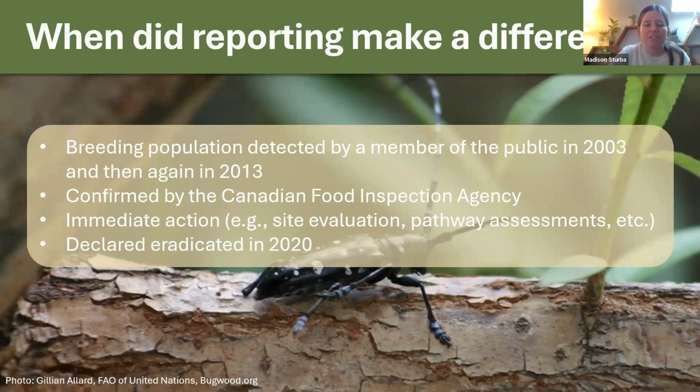Once the Canadian Food Inspection Agency confirmed it was Asian longhorn beetle, they initiated action with the help of several partners and tons of teamwork. Asian longhorn beetle was deemed eradicated in 2020, so we haven't come across it yet since then. But it really does show that one person's report was able to save an enormously large amount of trees here in Ontario. Reporting does make a huge difference.